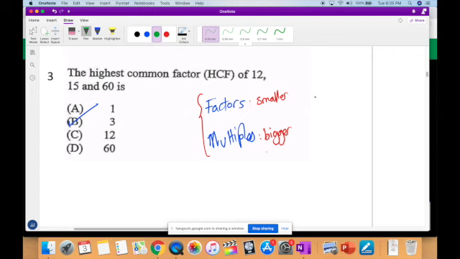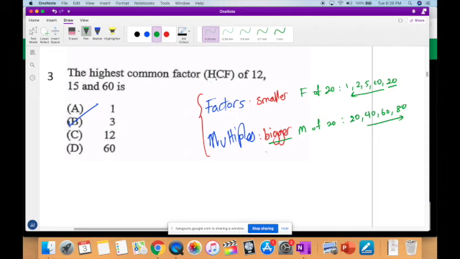So for example, the factors of 20 would be the smaller numbers that could go into 20, like 1, 2, 5, 10, and of course 20 is a factor of itself. Multiples of 20 are those numbers bigger than 20 that you get by multiplying. So 20 multiplied by 1 is 20, 20 multiplied by 2 is 40, 60, 80. So all of the bigger numbers are the multiples, and all of the smaller numbers are the factors.